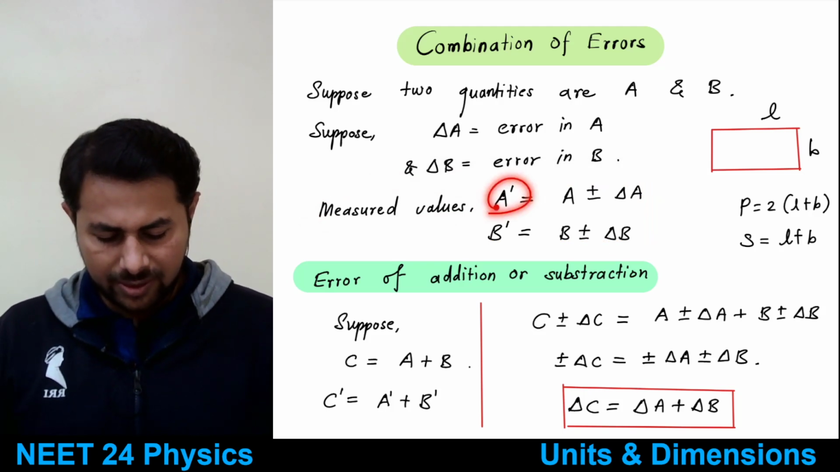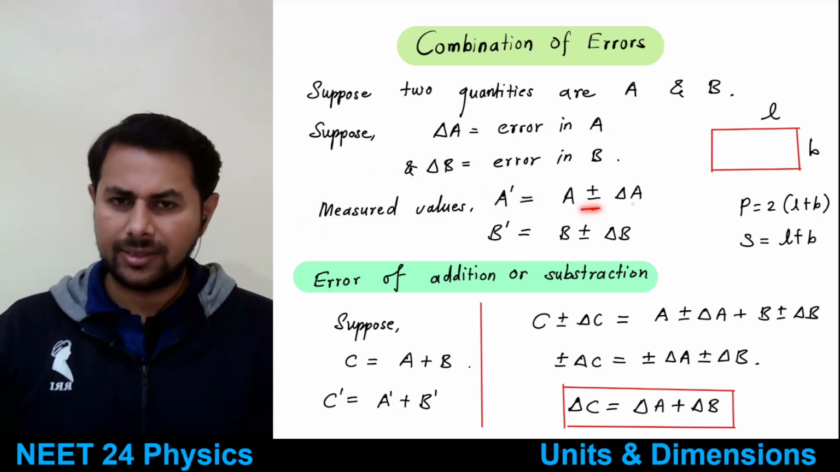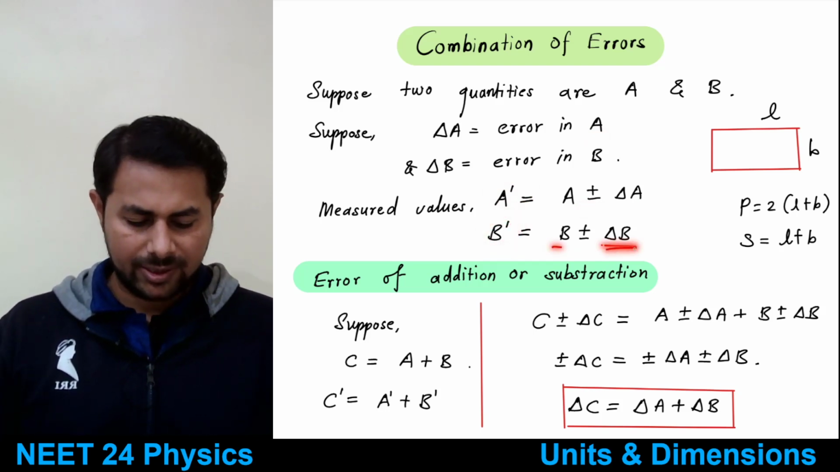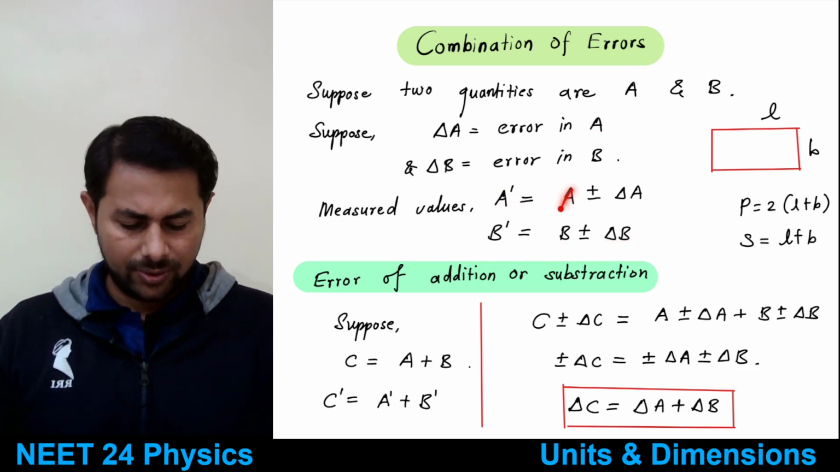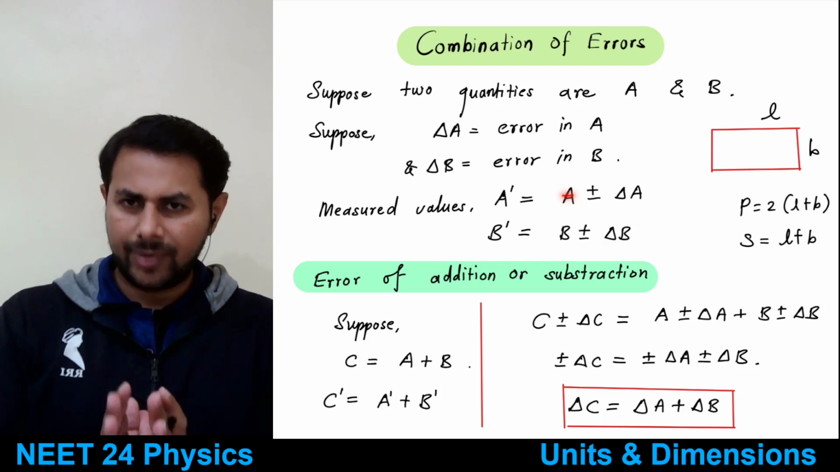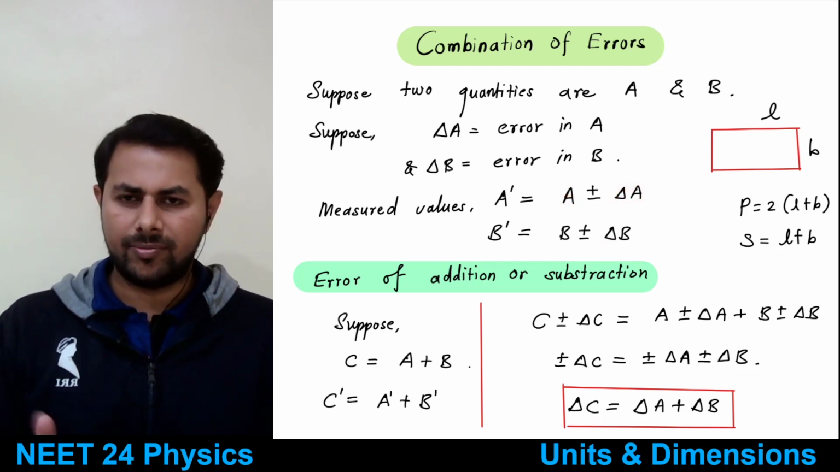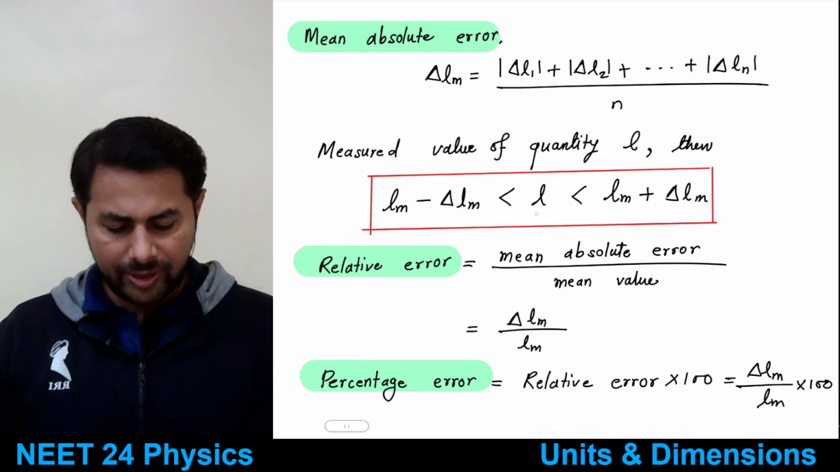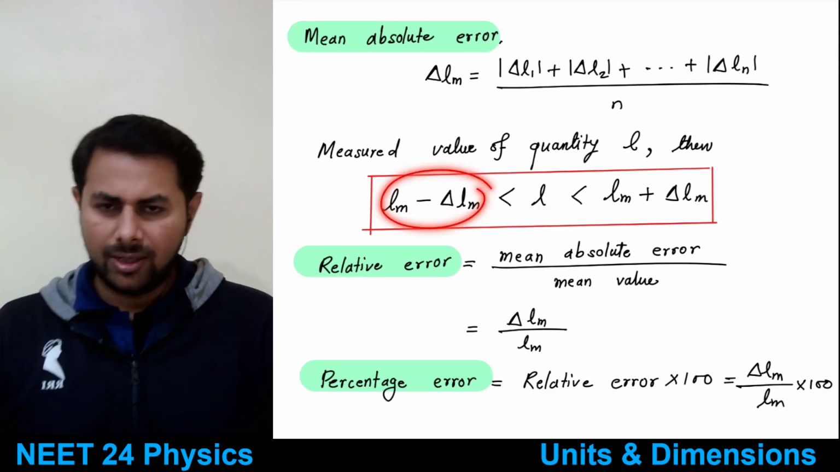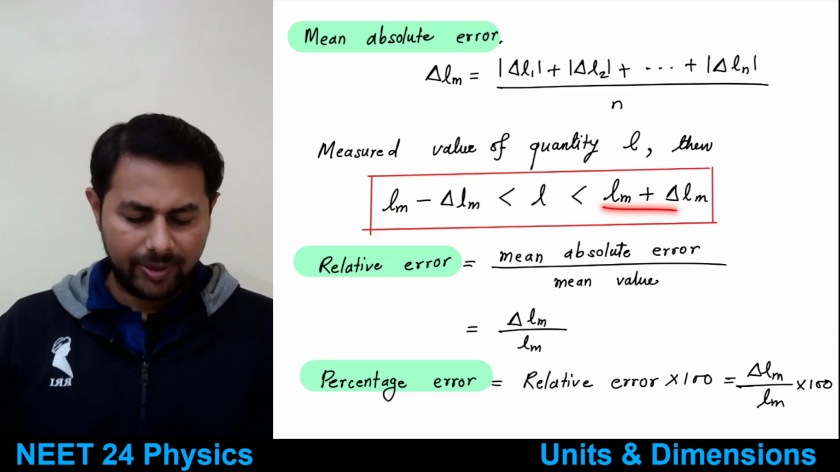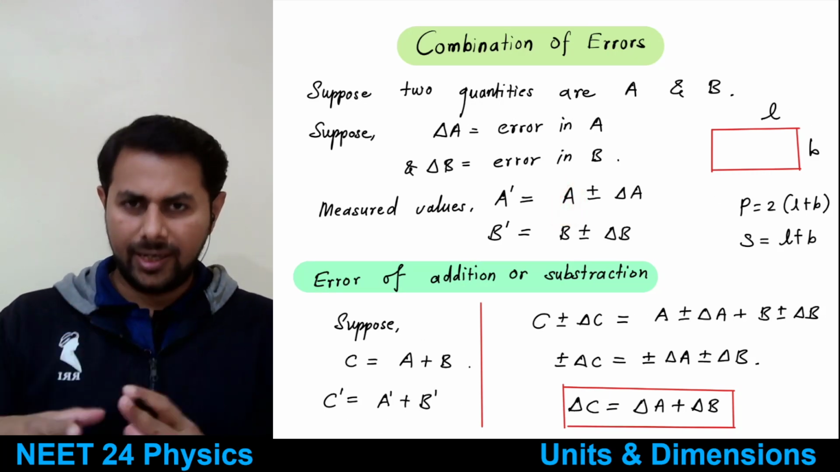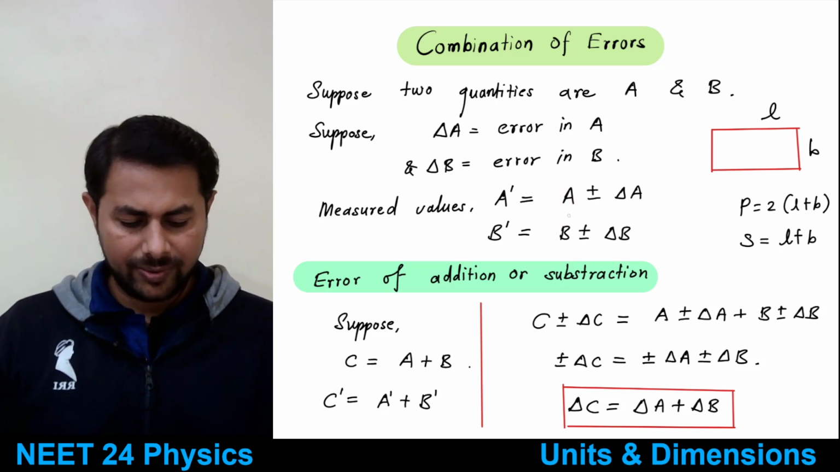So A dash is the measured value of A, it will be A plus minus delta A. B dash is the measured value of B, it can be written as B plus minus delta B, okay. So what does this mean? This is the mean value of A and this is the possible error, plus or minus delta A, okay. This is the mean absolute error possibly. So as we said, the value lies between what? The measured value of a quantity lies between mean value minus the mean error and mean value plus the mean error, okay. That's why we write it like this. So it is A plus minus the mean error, right?